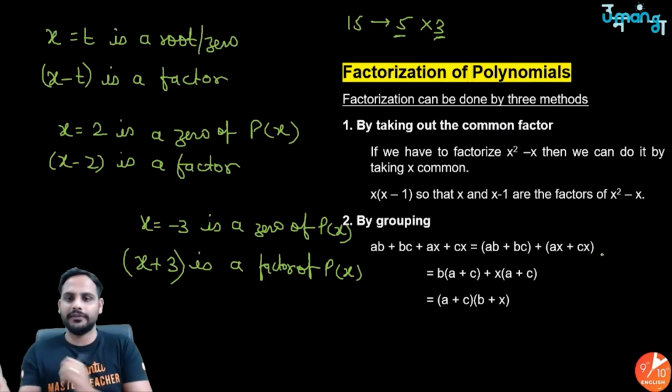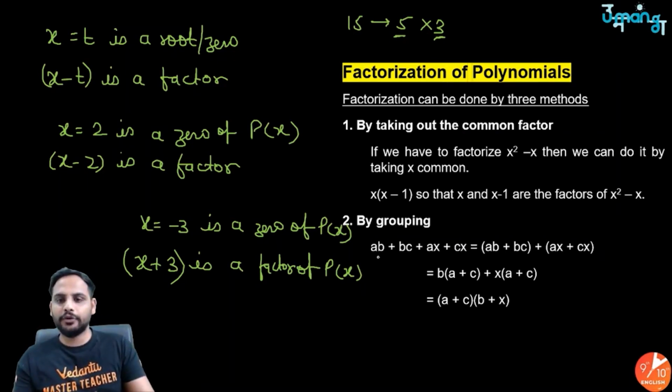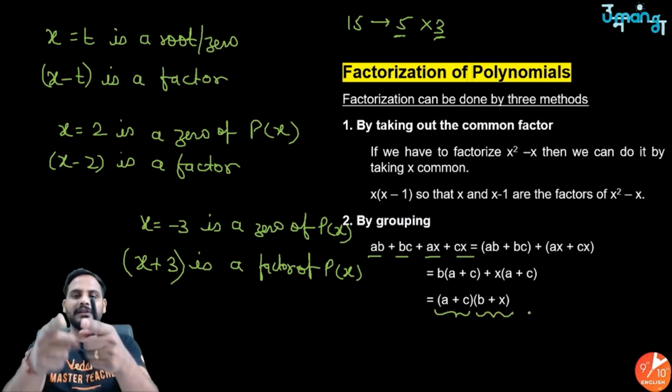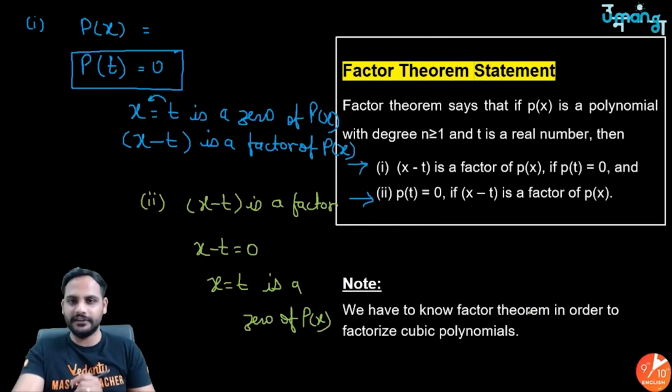Same way, factorize a polynomial in such a way that it can be written as a product of small polynomials. For example, one more polynomial by grouping method if we do ab plus bc plus ax plus cx. If I take common b from the first two terms, it will be b times of a plus c. And take x common from these two, x times a plus c. Now take a plus c common, we have b plus x. So a plus c and b plus x are two separate polynomials, and multiplying them you will get the polynomial. So that is called factorization.